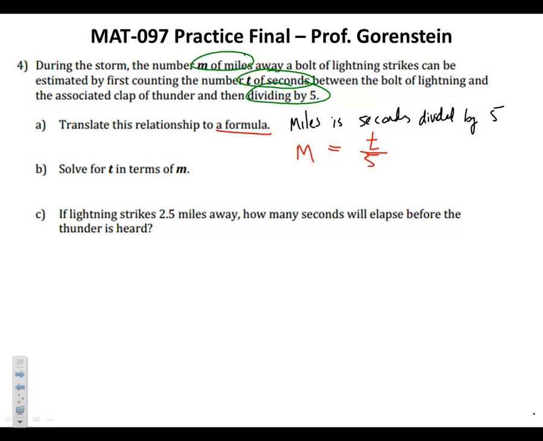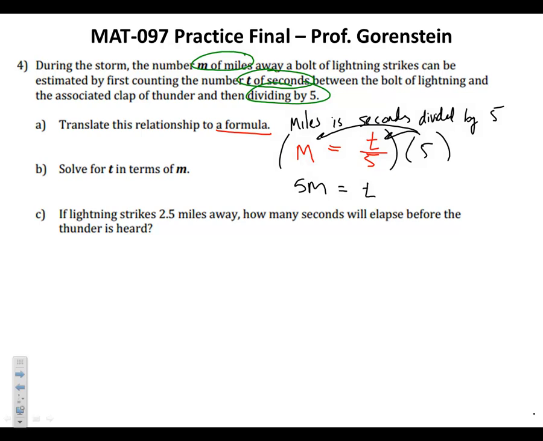So we can multiply both sides of this equation by 5. If we distribute the 5 on the right, the 5 and the over 5 cancel. We have t, and on the left, 5 times m, 5m. So these two formulas are equivalent. In the first case, it's in terms of m. The second case, it's in terms of t.